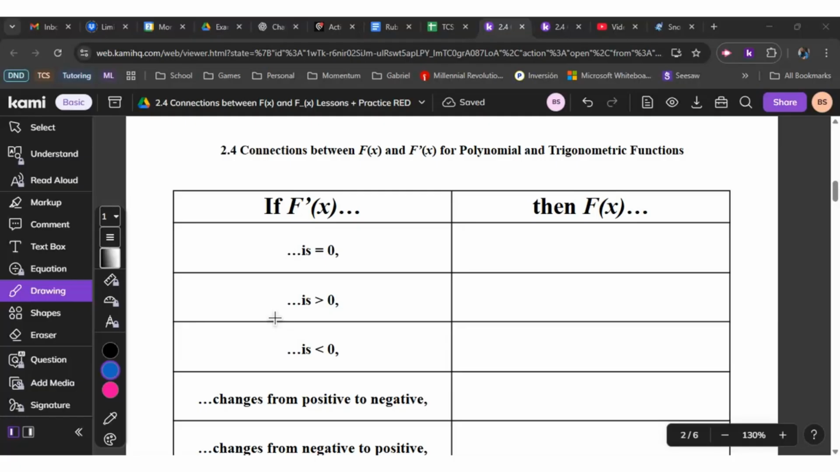If f prime is equal to 0, what does that mean is going on for f of x? Good. So here we're going to say critical point, sure. That's one of the things we could say. Okay, so we actually can't say that. What we could say is possible relative max or min. Why can I not say relative max or min?